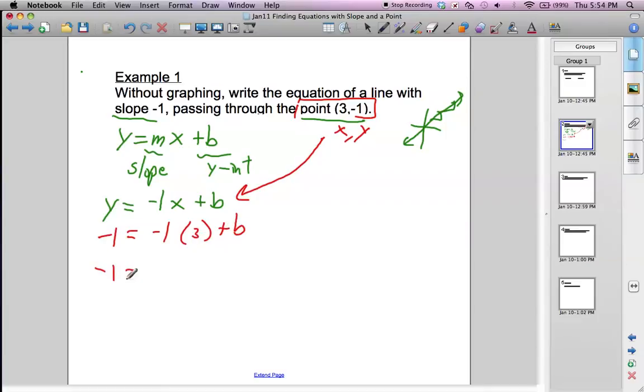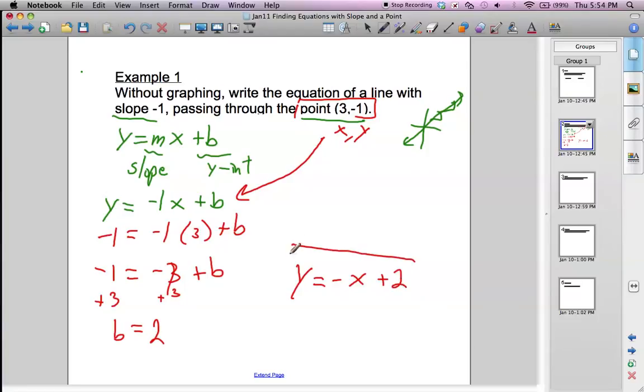So that's going to be -1 = -3 + b. And then we can add 3 to both sides to solve for b. We get b = positive 2. So then you can write the equation of the line y = -1x, or just -x, plus 2. Okay, so there it is. We were given the slope, we had to find the y-intercept.